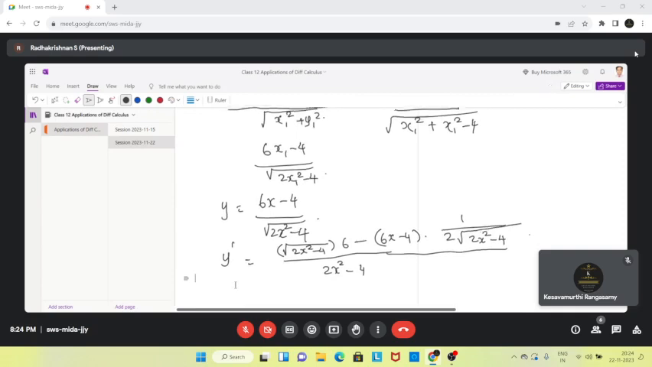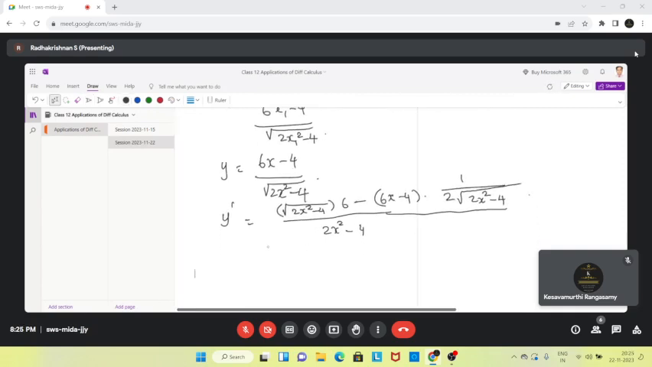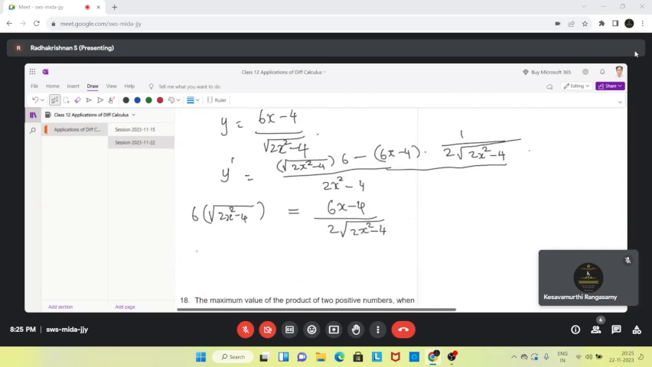Now, where this is equal to 0, we can only take the numerator. Square root of 2x square minus 4 into 6, this is equal to 6x minus 4 by 2 into square root of 2x square minus 4. So doing a cross multiplication, we get 12 into 2x square minus 4.